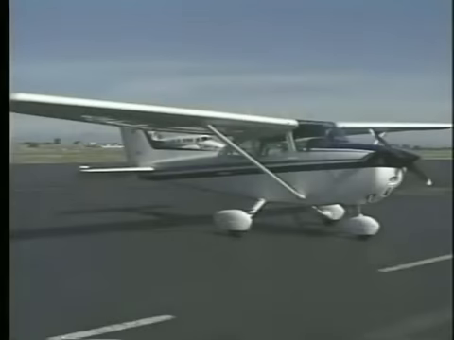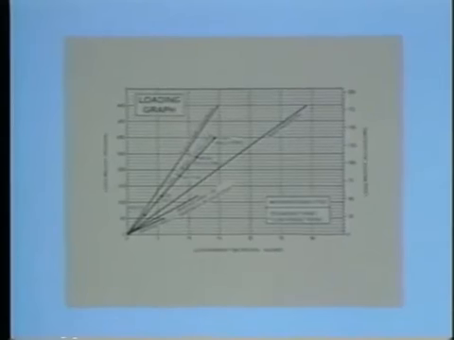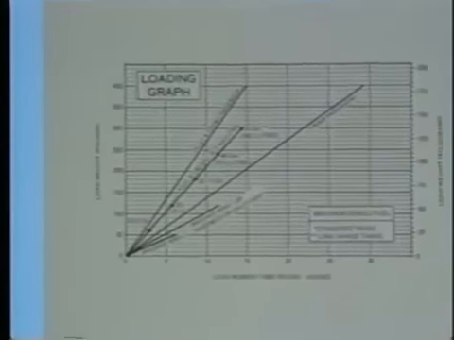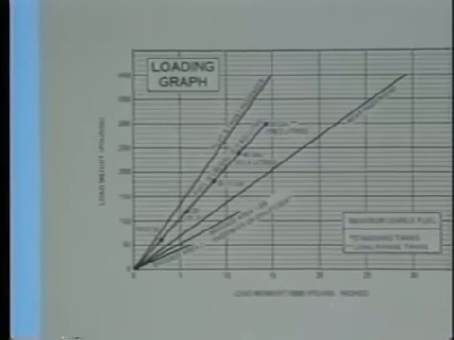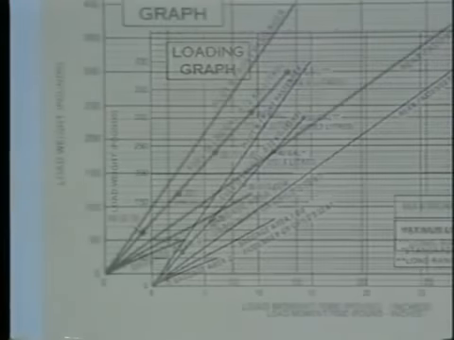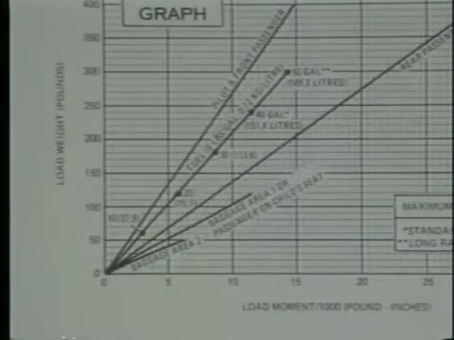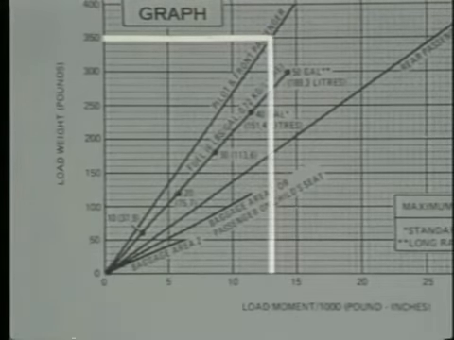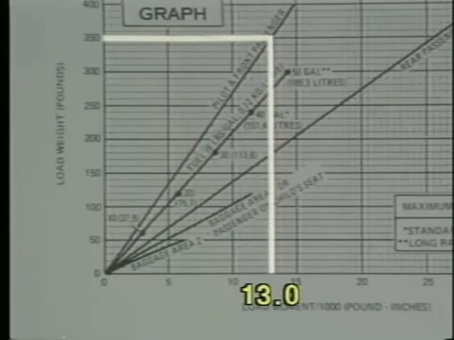Some aircraft manufacturers use the graph method, which is a simplification of the computational method. It allows you to determine the moment of each item without having to multiply each weight by its arm. In this example, assume this airplane is carrying the same load as before. To find the moment for yourself and your front passenger, enter the graph from the left side at 350 pounds. Proceed horizontally to the pilot and front passenger line. Then drop straight down and read the moment divided by 1,000. In this case, it is 13.0.